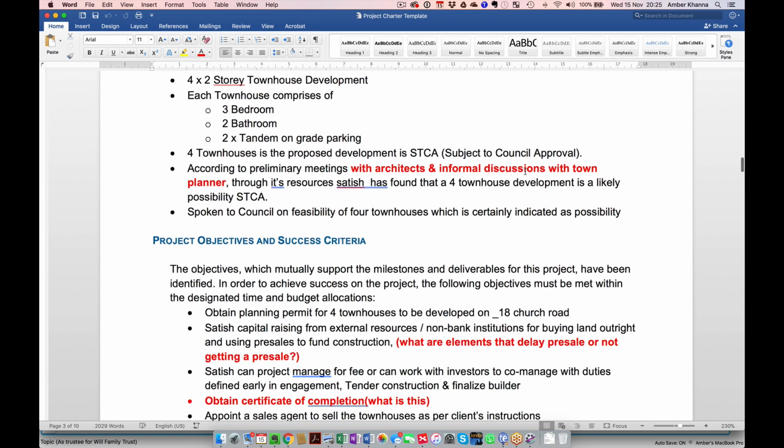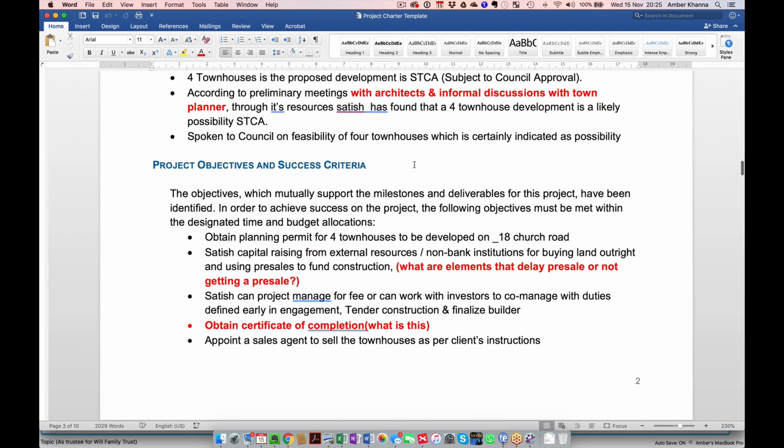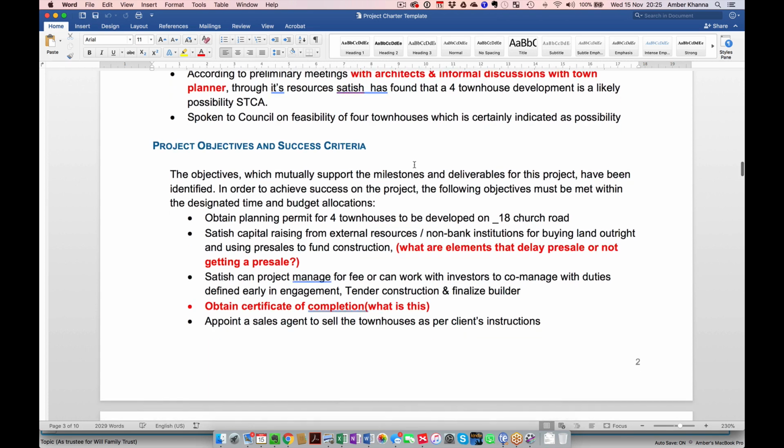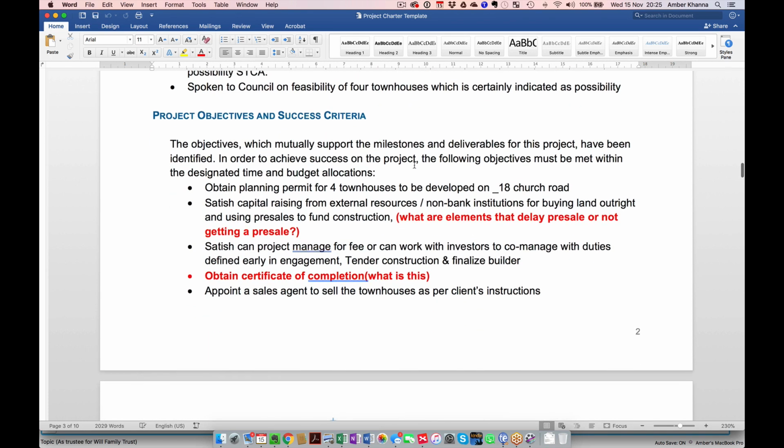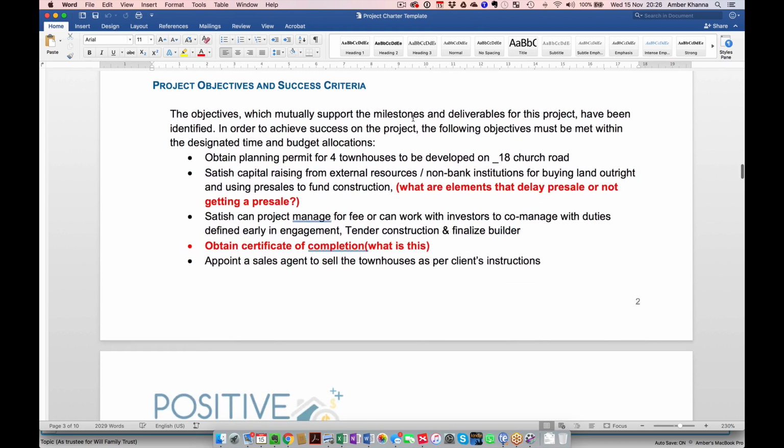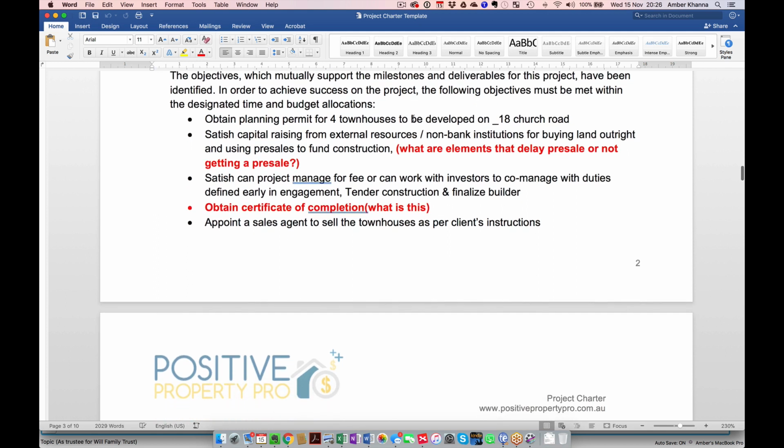According to preliminary meetings with architects, informal discussion with town planner, through its resources, Satish has found that 4 town development is likely a possibility. Yep, spoken to council on feasibility of 4, which is certainly indicated as possibility. The objectives which mutually support the milestone deliverables for this project have been identified. In order to achieve success on the project, the following objectives must be met within the designated time and budget allocation. This is all good.